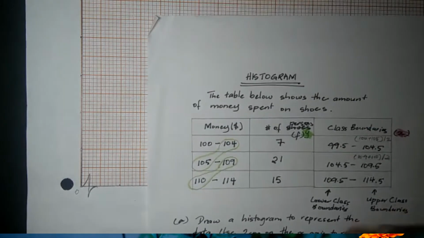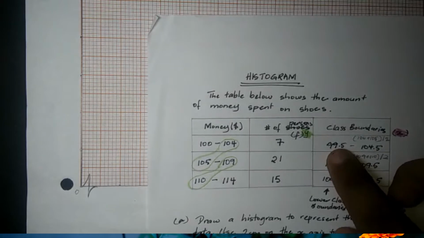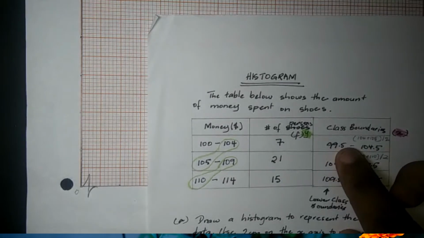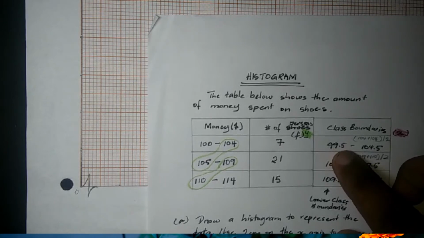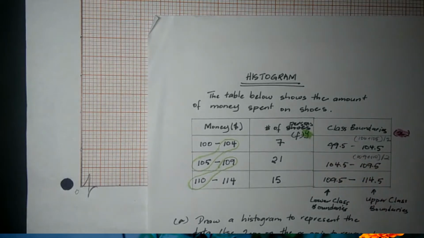Now when I'm looking at my lower class boundaries, I see 99.5. I know that 5 can go into this, but it's going to leave a remainder. I don't want the remainders being left back. So the next number closest to 99.5 that I could use that 5 can go into without leaving a remainder is 100. So I can start my graph at 100 right here.